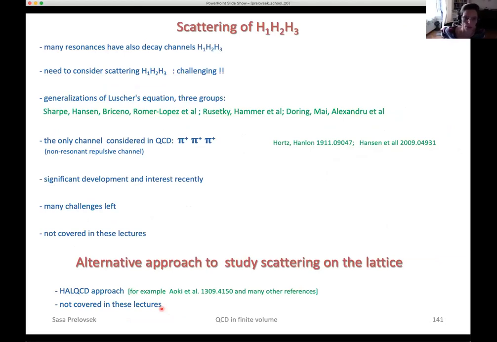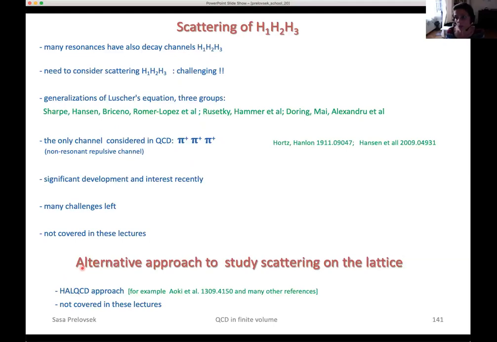This is also just a reminder. We only considered scattering of two hadrons. Now, many people are trying to do scattering of three hadrons, because some resonances decay to three hadrons, but this is very challenging. There has been a lot of analytic work on the generalization of the Lüscher equation by this gentleman. The only channel actually considered in QCD is this channel, which is not a resonant channel. I cannot cover this topic, but it is quite fashionable these days and many challenges are left.